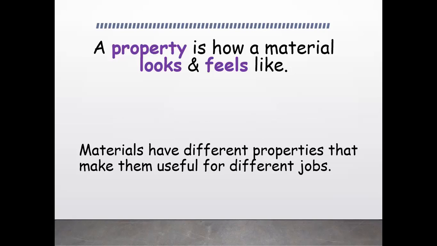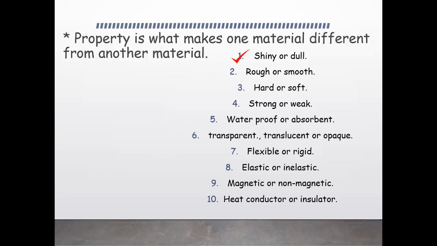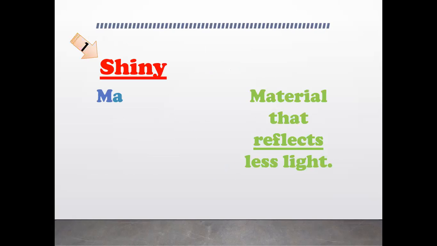What does it mean by a property? We said that a property is how the material looks and feels, right? We said that there are 10 properties. We are going to take them over the sessions. We finished shiny and dull, and today we're going to finish rough and smooth and hard and soft.